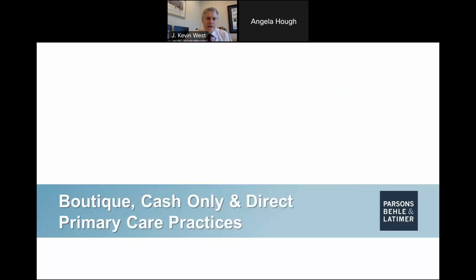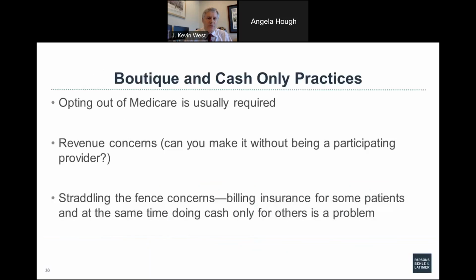For just the last few minutes, we have a kind of unique area that's come out in the last few years, which is the formation of boutique practices, so-called boutique or cash-only practices. And then we have another model known as direct primary care. So let's just make a few comments on those particular issues.